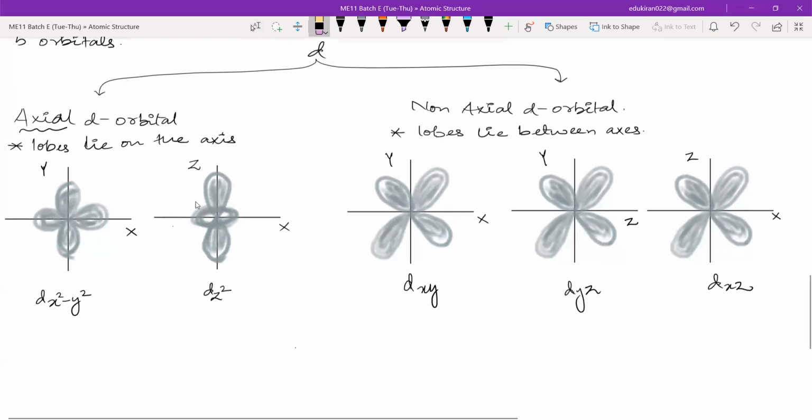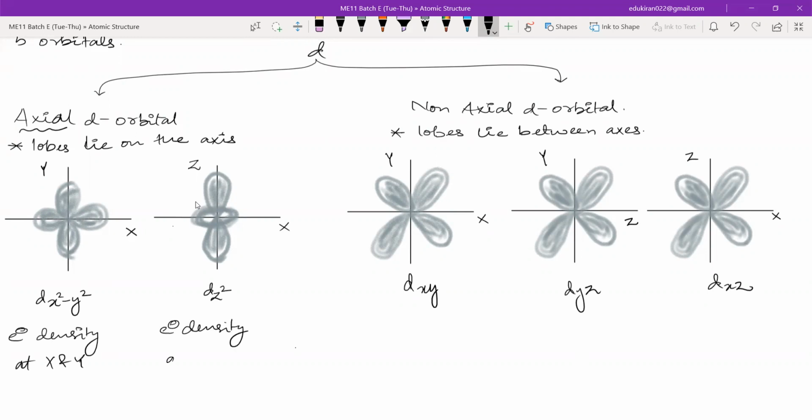You can write some more points. Electron density at x and y. Electron density at the z-axis. Electron density between x and y. Here it is between y and z. Here it is between x and z.